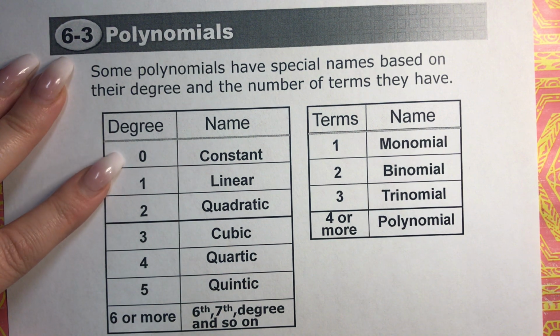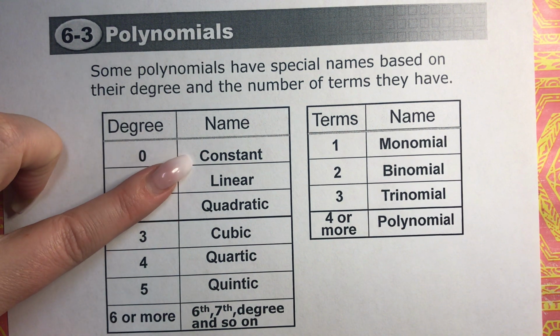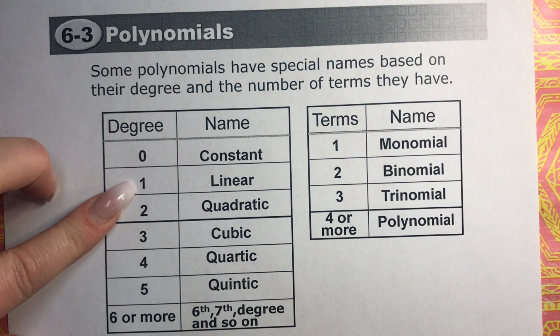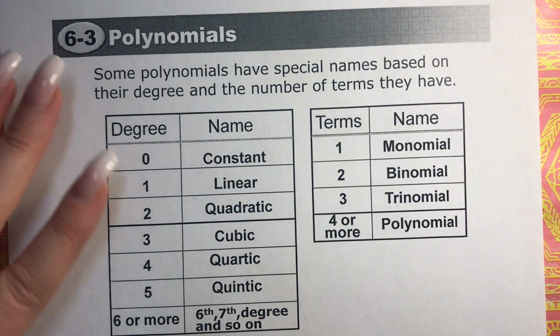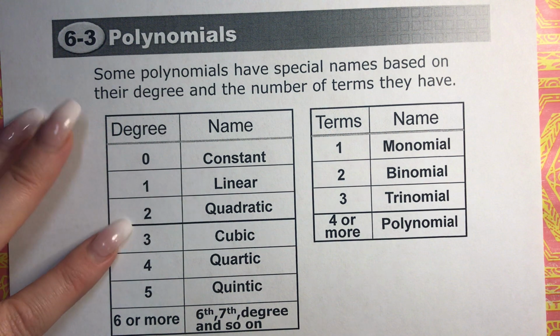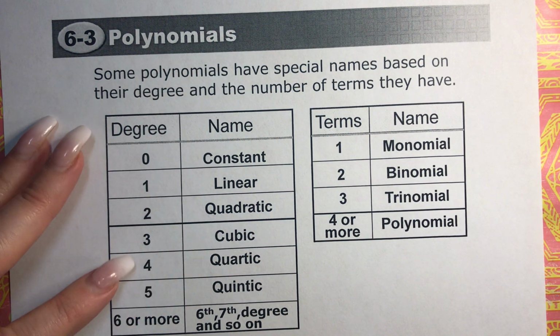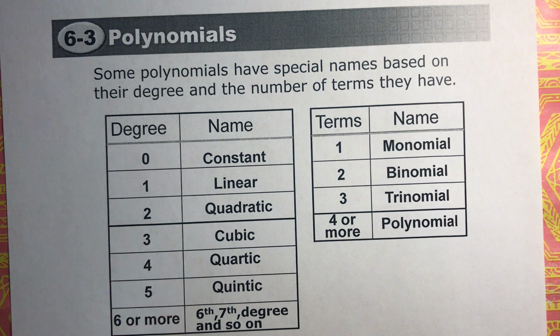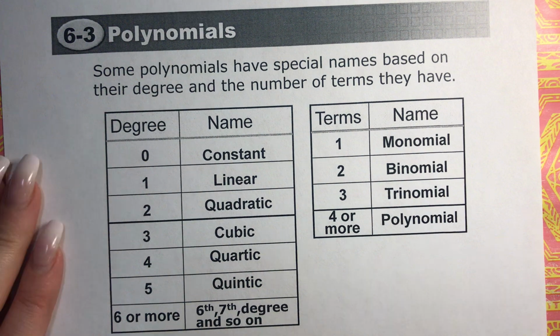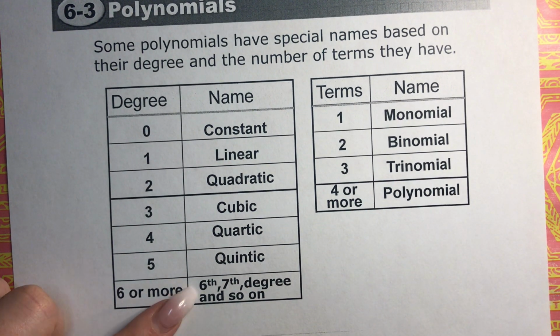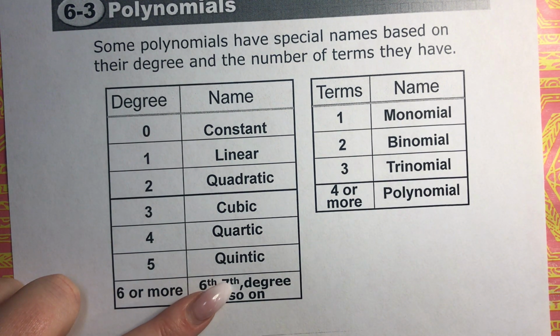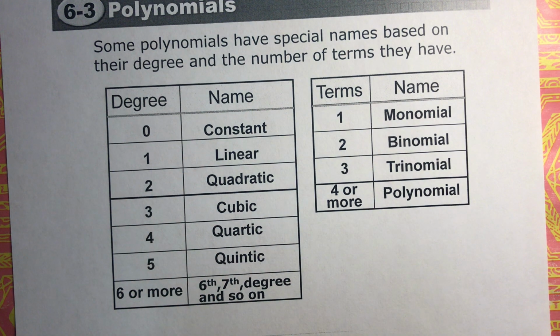When something has a degree of 0, it's called a constant. A degree of 1 is linear. A degree of 2 is quadratic. A degree of 3 is called cubic. A degree of 4 is called quartic. A degree of 5 is called quintic. And anything that has 6 or more would be like the 6th degree, the 7th degree, the 8th degree, the 9th degree, and so on.